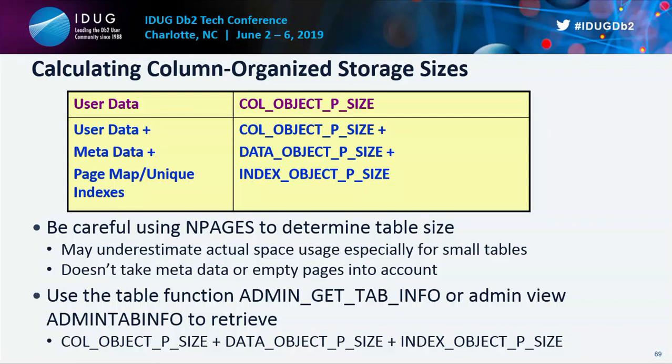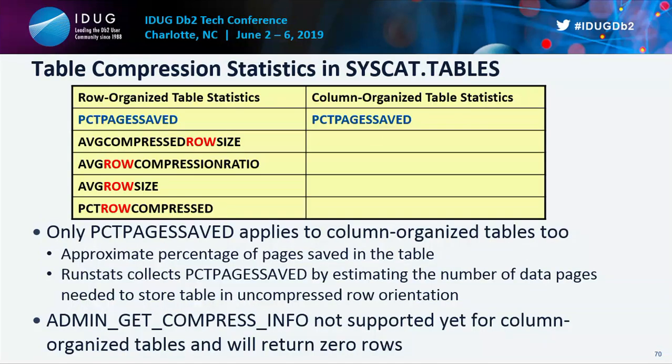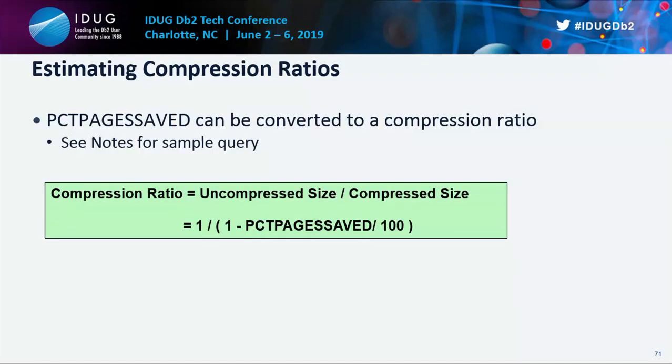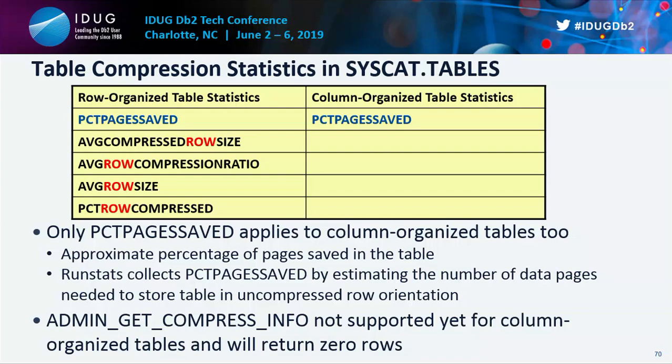So you can look at these and do a quick calculation, which is, of course, on the next page, not on this one, which I'm just going to jump to, where you can do your compression ratio as the uncompressed size divided by the compressed, right? So it's the 1 minus the page saved divided by that. Now going back to this, it is a great reference if you're a row organized customer. These are the stats that exist for row. The only one that is valid for columnar is the pages saved, right?